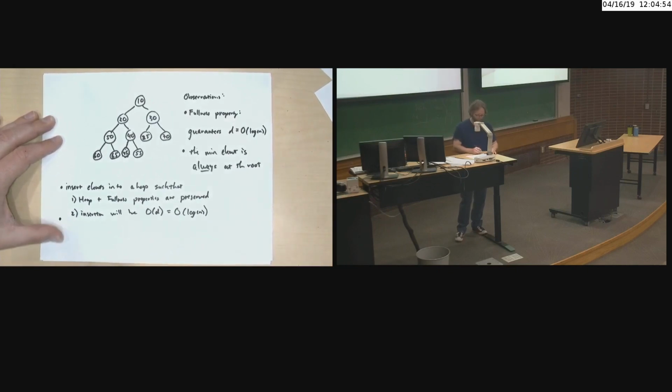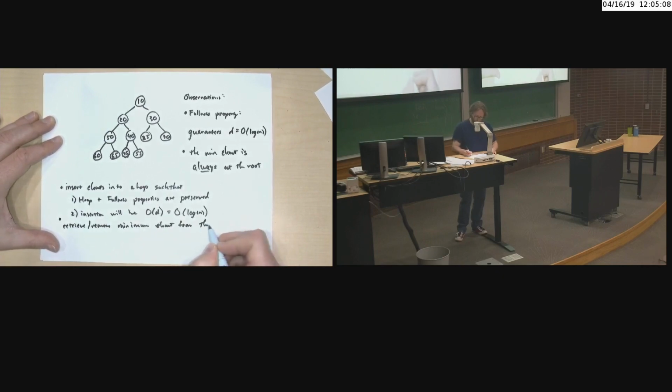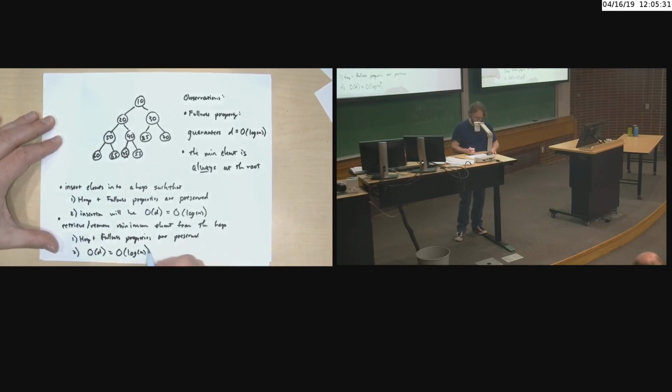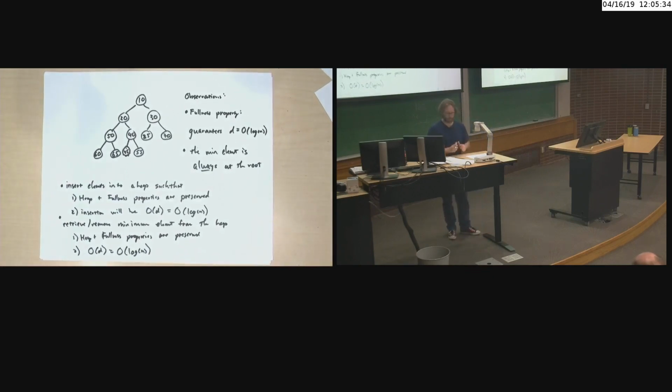All right? And then we're going to be able to retrieve and remove the minimum element from the heap, such that, again, one, the heap and fullness properties are preserved. And two, it'll be order D, which again, because of the fullness property, is guaranteed to be order log n. Those are going to be our two goals for next time.